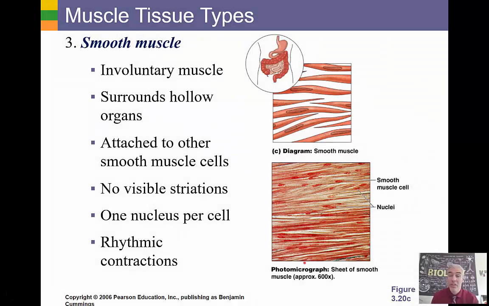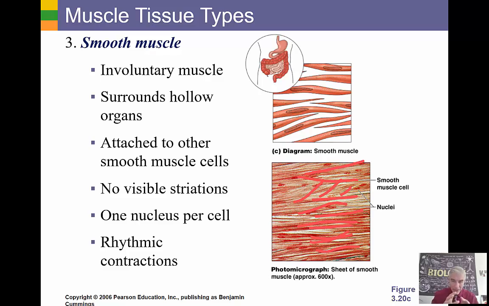The last muscle type is smooth muscle. This is not striated and involuntary. This one's kind of hard. Sometimes you get it confused with dense connective tissue, but sometimes they won't be running in perfect parallel. You'll have these long cells here, and then they'll kind of branch a little bit. I think that's one of the harder ones to tell the difference between it and dense connective tissue. But there are no visible striations, and they do these rhythmic contractions.